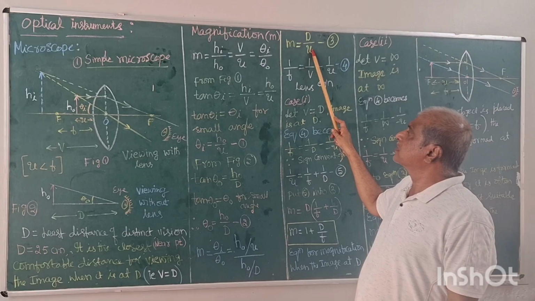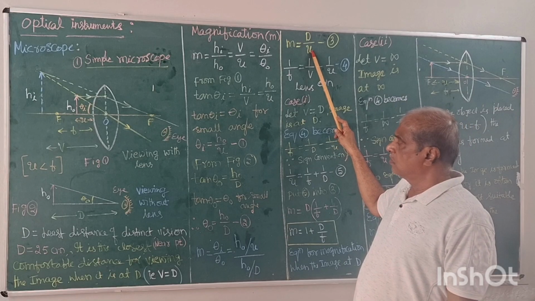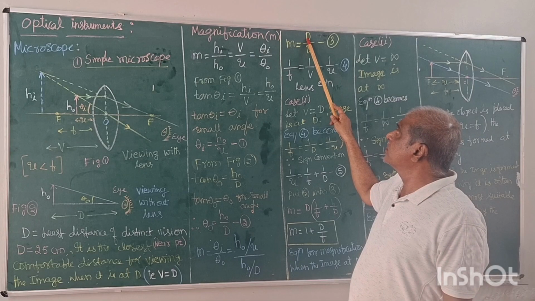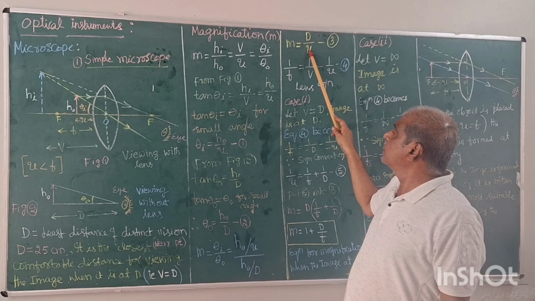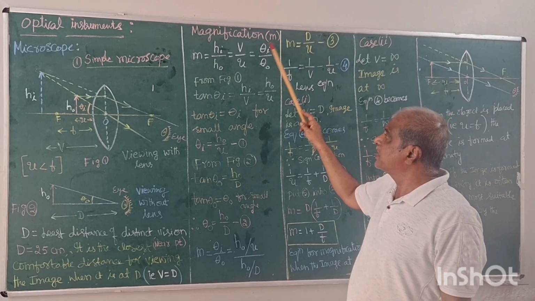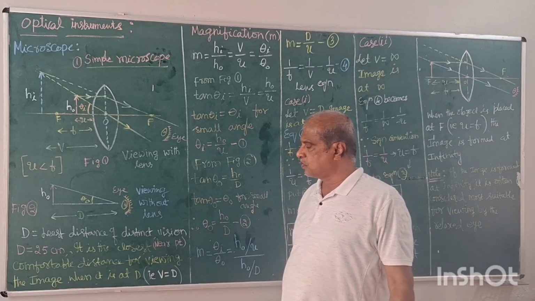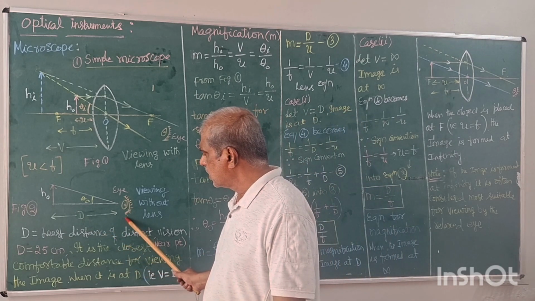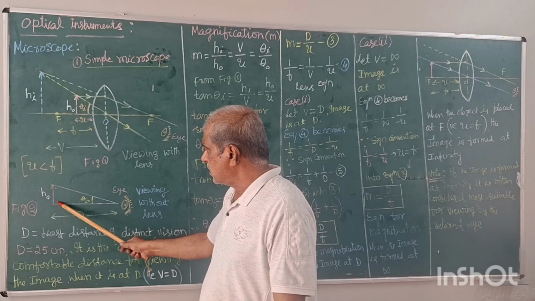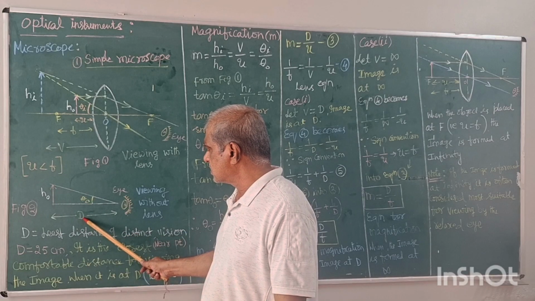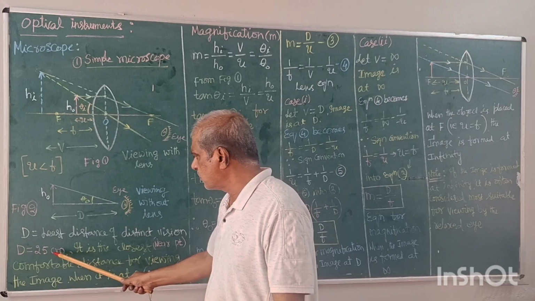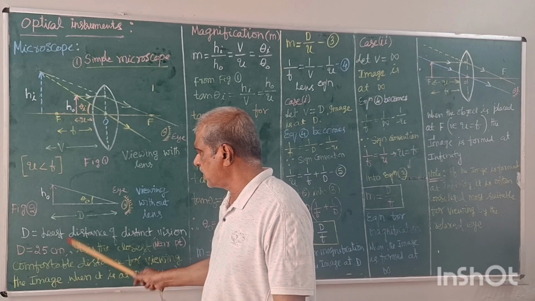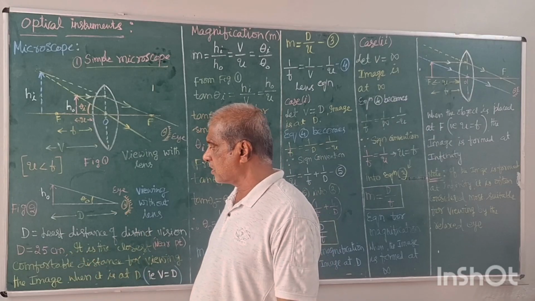The distance of the object is always within the focal length, and D is very important. Let us define what D is now. D by U is a general formula for magnification by a simple microscope. Let us understand what D is here. For the naked eye, the same object is here, and this distance, if this is 25, I will call this 25 centimeter. This 25 centimeter is the same for every height.